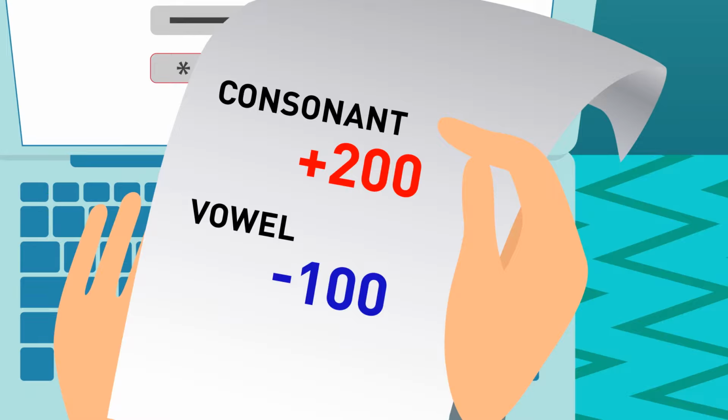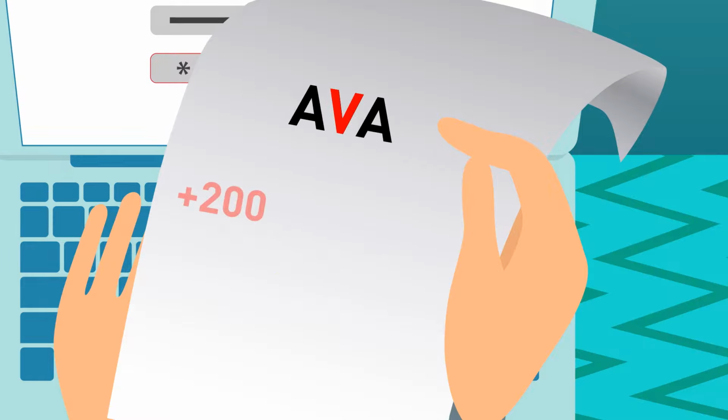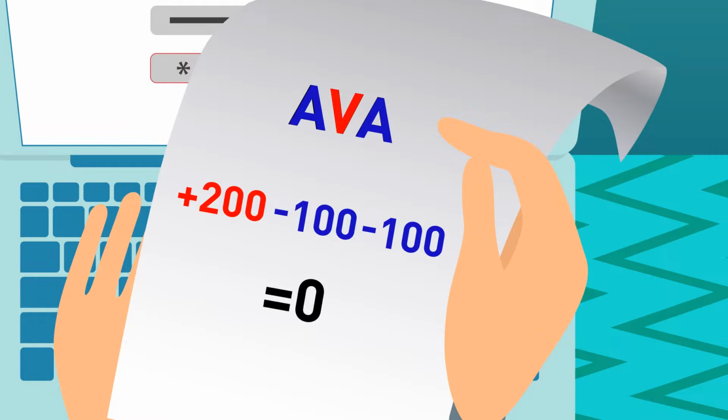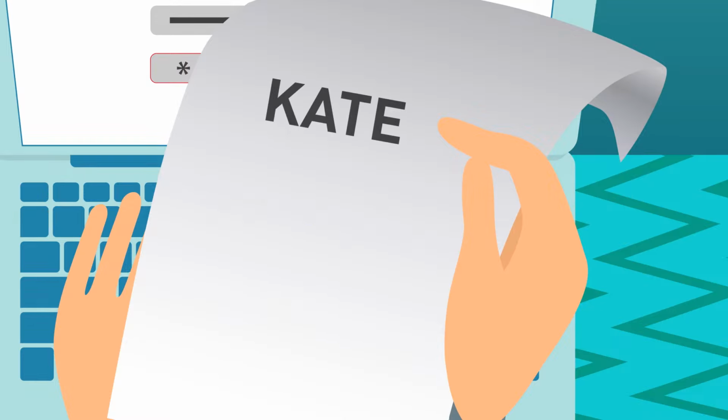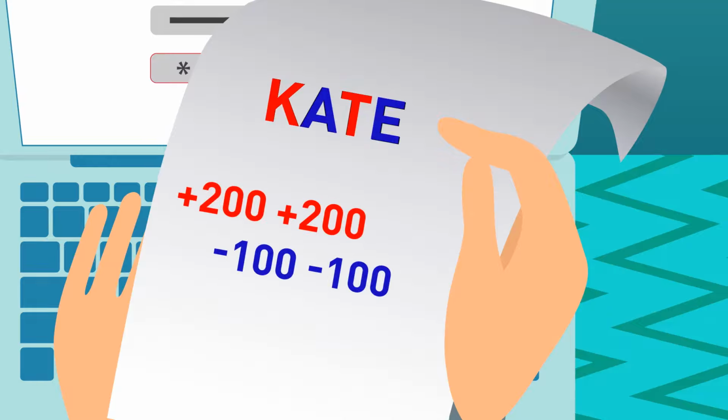Each consonant in the word gives you 200 points, and each vowel takes away 100 points. In Ava, there's one consonant that gives 200 points, but then each vowel takes away 100, so it results in 0. In Kate, two consonants make it 400 points, and two vowels take away 200, which leaves us with 200 points. Now you get the pattern.